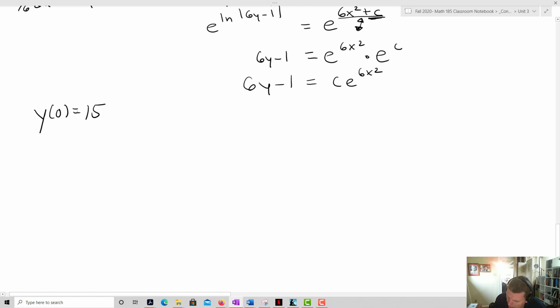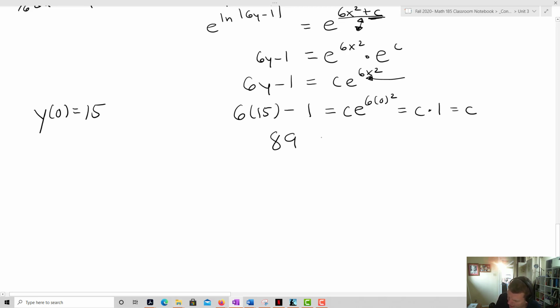The reason why I decided to do it at this place rather than solving for y and then plugging everything in is that plugging in a 0 for x is going to leave c all by itself. So I'm going to get 6 times 15 minus 1 equals c e to the 6 times 0 squared, which is just c times 1, which is c. On the left-hand side, I'm going to end up with 89, so 89 is going to equal c.